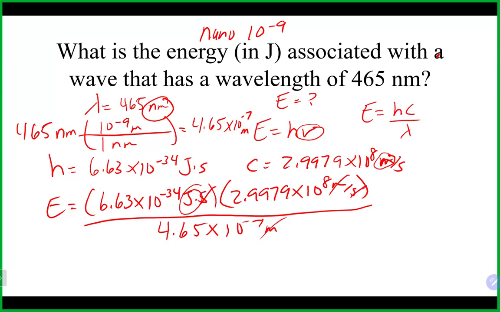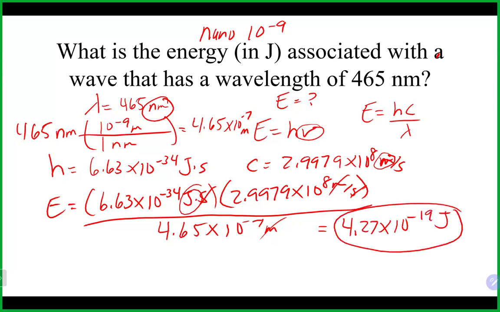Punching this in, definitely an exponent button situation here. 6.63 times 10 to the minus 34 times our speed of light, hit equals, divided by our wavelength. And it looks like we will end up with something like 4.27 times 10 to the minus 19 joules in this case. Any questions on that one? So again, units are a very common error people make, as I mentioned before. You just got to make sure.